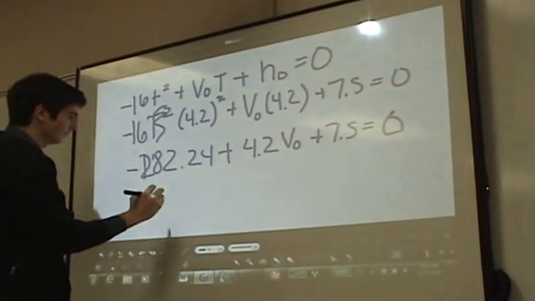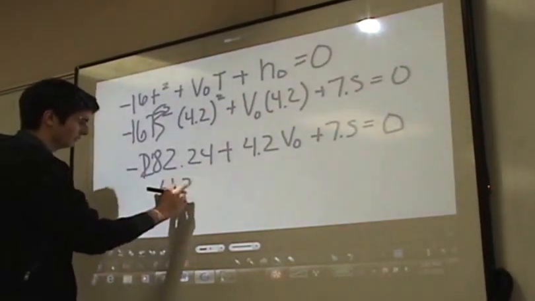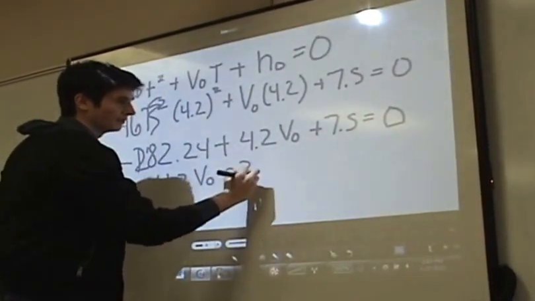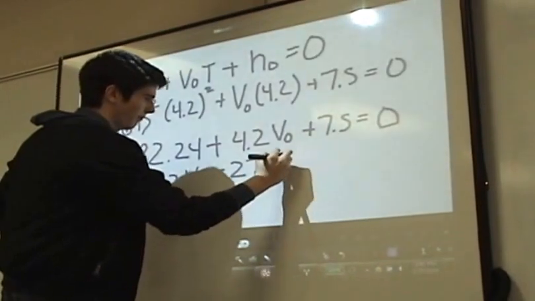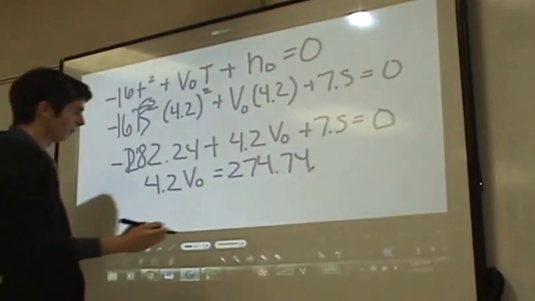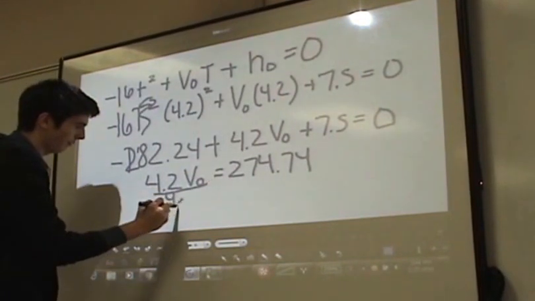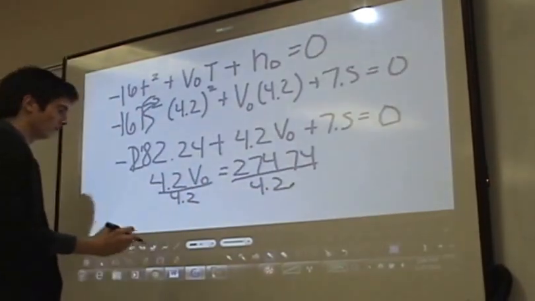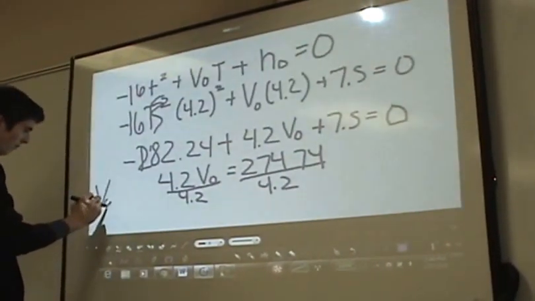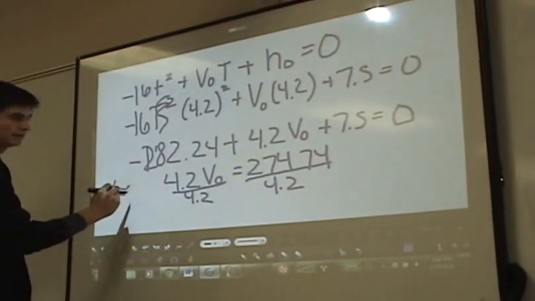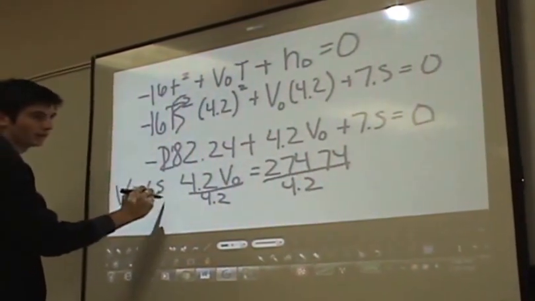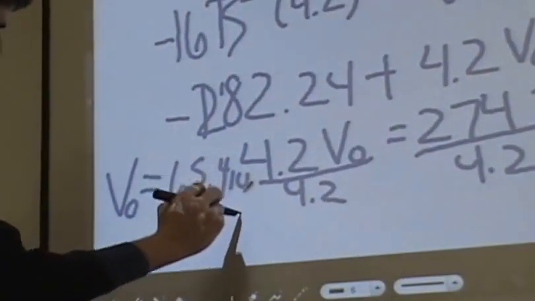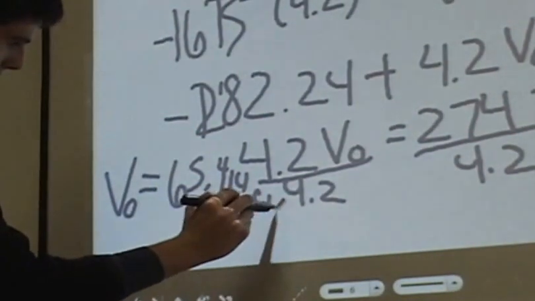And if you isolate all the constants to one side, you get 4.2. And you divide on both sides. You end up equaling initial velocity equals 55.414 feet per second.